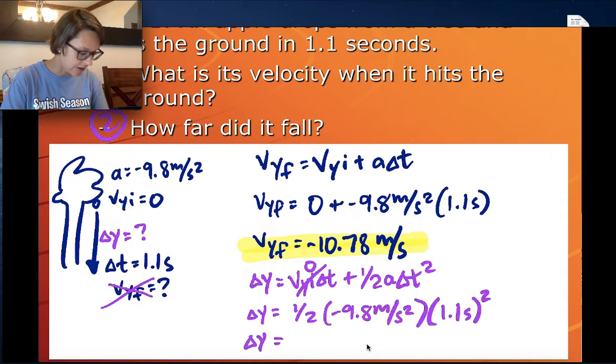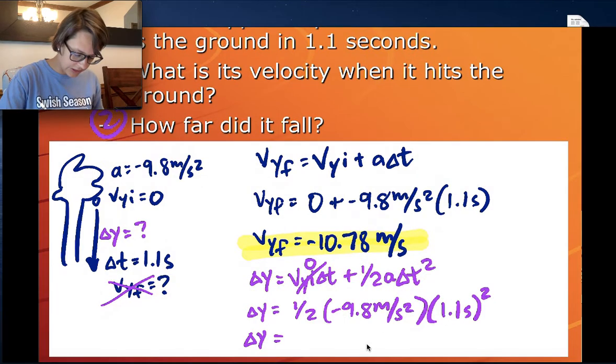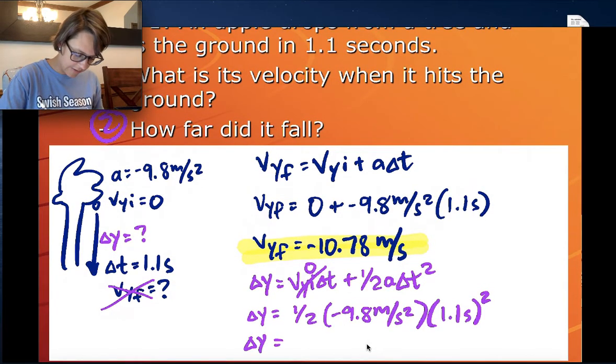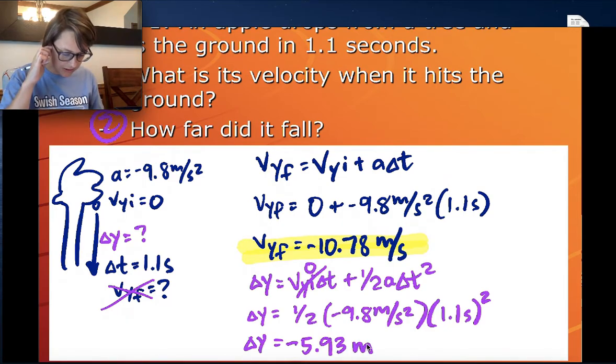Okay, in your calculator, I would suggest that you do 1.1 squared first, and then times negative 9.8, and then times 1/2 or 0.5, and I get an answer of negative 5.93 meters. I'm rounding that just a bit.